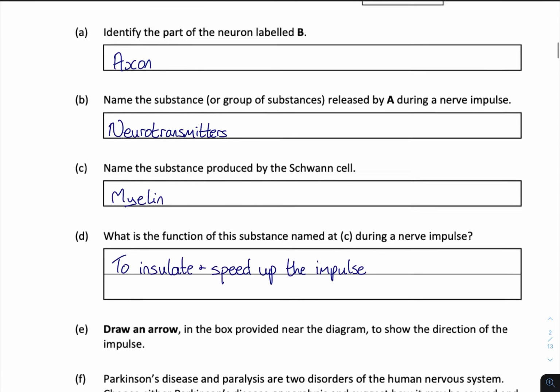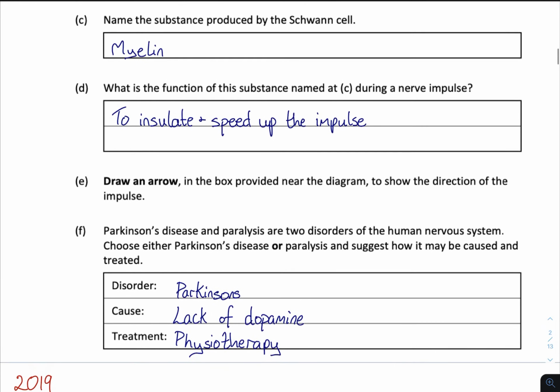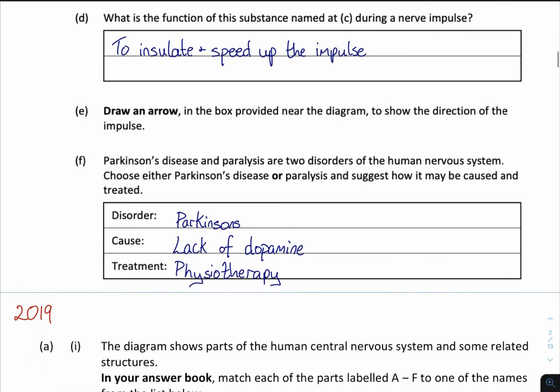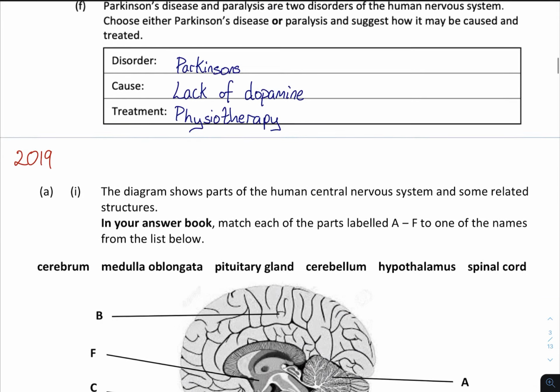And the final part then is about Parkinson's, and you're asked to state a cause of it. So a lack of dopamine is the cause. It's the one that I just tell my students and they just learn it off. Treatment, physiotherapy. I have seen students in the past write down medicine or drugs, and they get no marks. Unless you specifically reference dopamine, so if you said drugs that mimic dopamine or something along those lines, you'll get the marks. But if you just say medicine or drugs on their own, it's too vague. You're not going to get the marks in 2020 onwards.